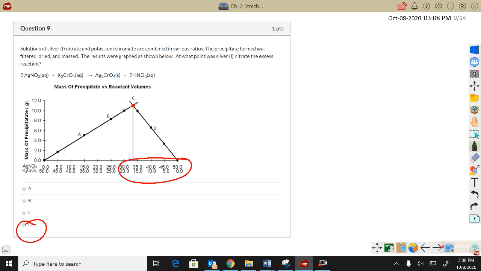Okay, so we said that point C was the stoichiometric ratio, which should be somewhere in here. So it's maybe supposed to be like 30, I don't know, maybe approximately 32. I'm going to assume that these are milliliters since it's solutions. Probably 32 milliliters of the silver nitrate. And I don't know, maybe like 17-ish milliliters of the potassium chromate. I just kind of estimate in there.